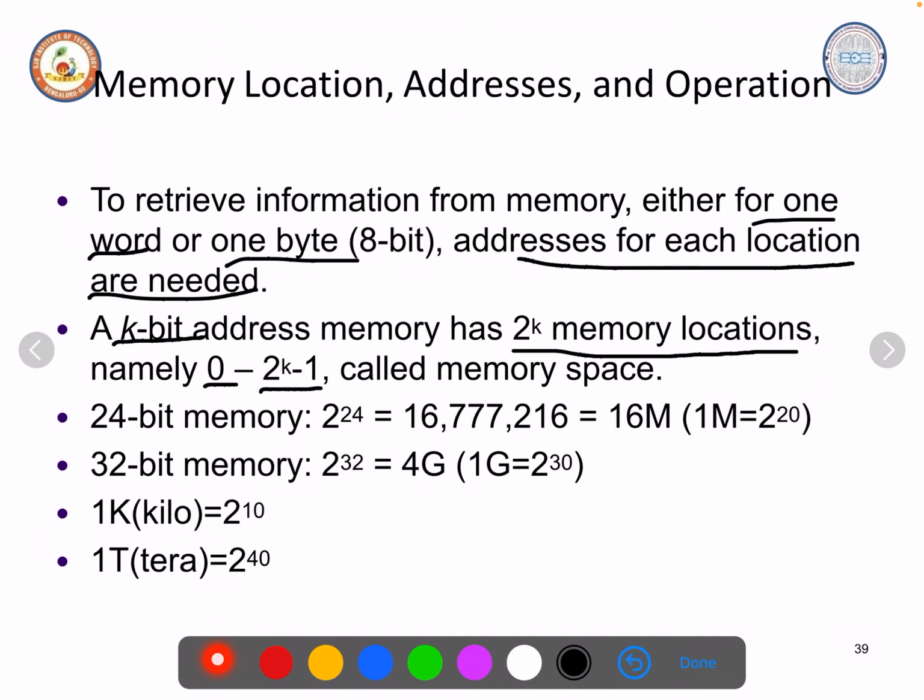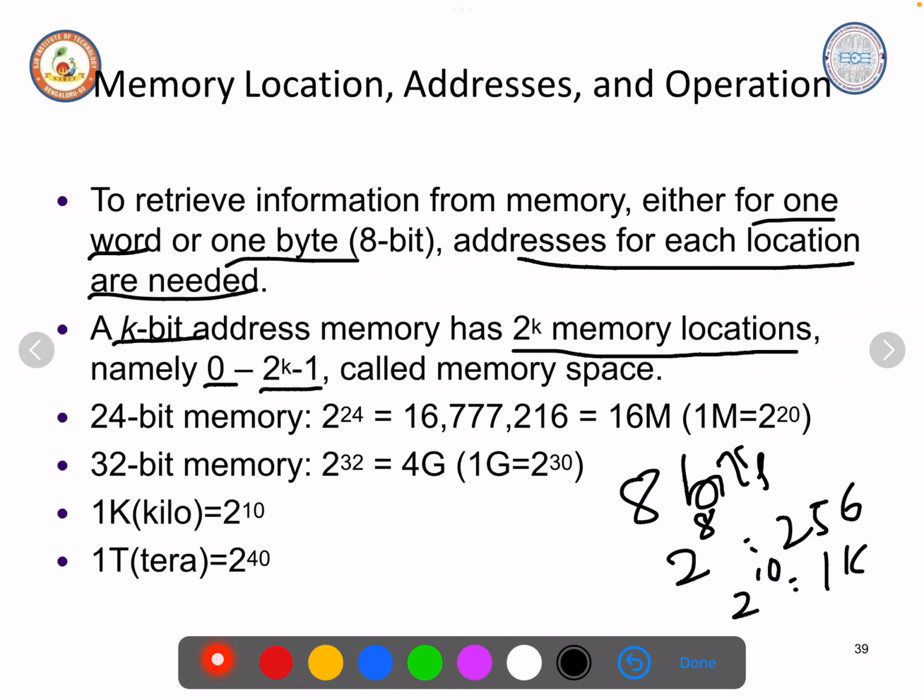Let us consider k as 8 bits: 2 power 8 is nothing but 256 memory locations. Similarly, if I have 10 bits, 2 power 10 is nothing but 1 KB of memory locations. Suppose I say 2 power 20 bits, 2 power 20.